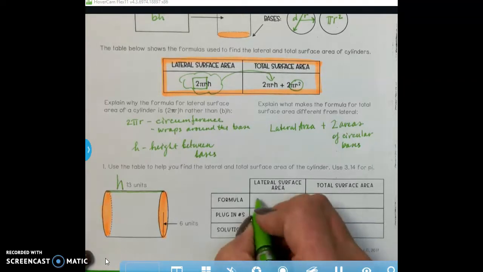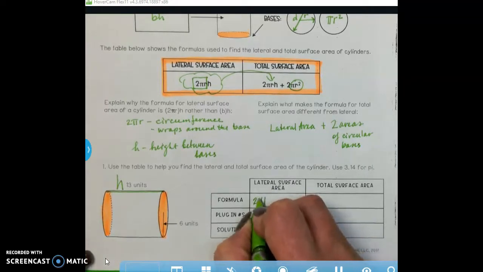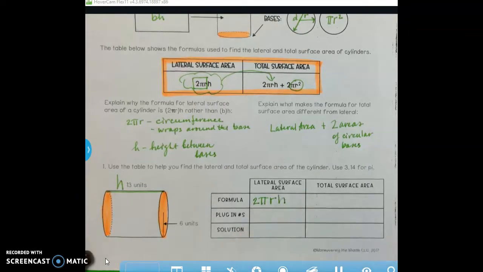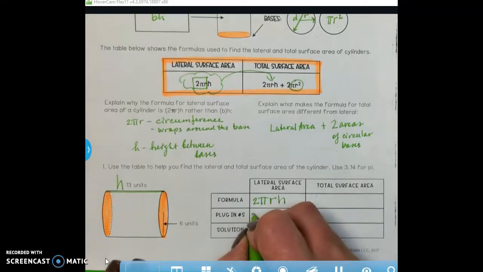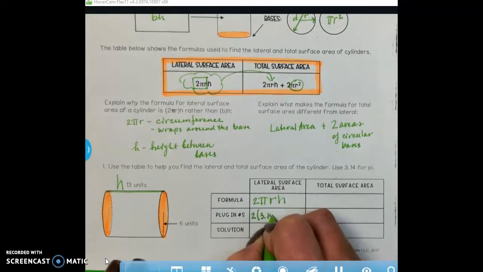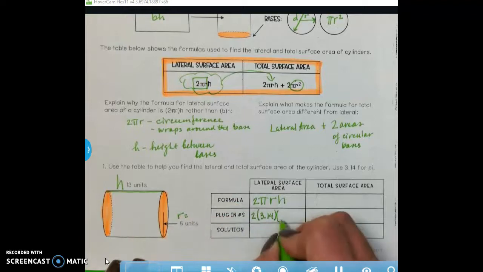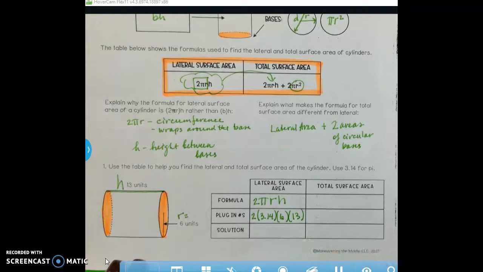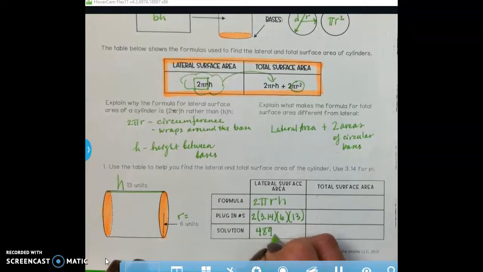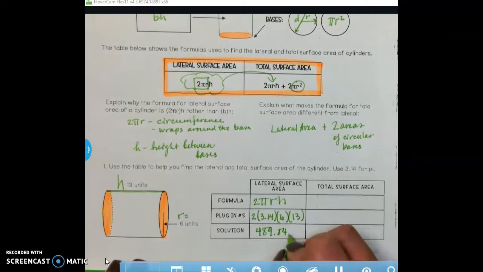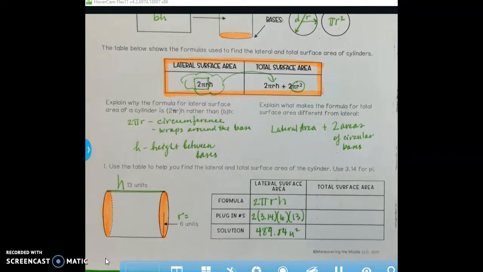All right, let's get to work. So we need to find lateral surface area, so it's going to be 2 pi r h. These variables are being multiplied. That's how algebra shows multiplication. Let's plug in 2 pi r, our radius is 6, and then 13 is our height. And when we multiply them across, we're going to get 489.84 square units.